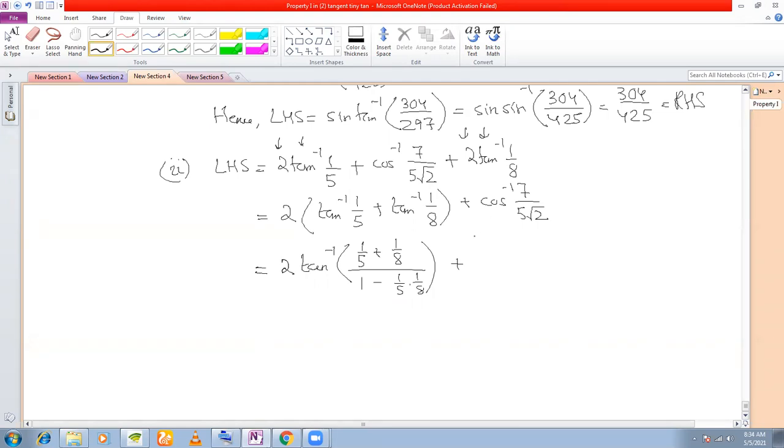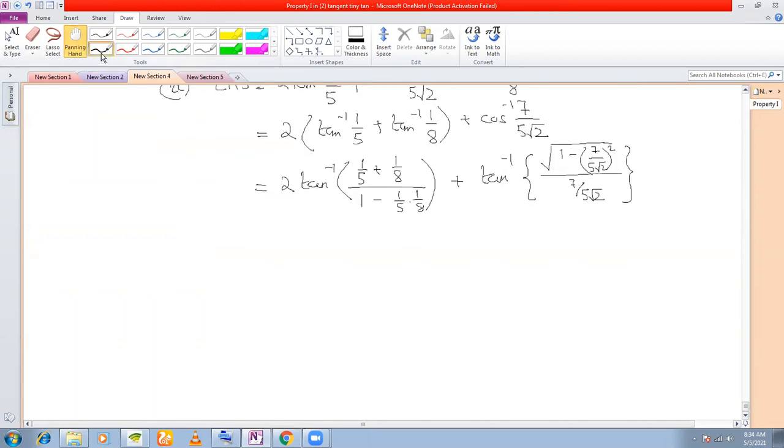So simply we can write cos inverse as tan inverse of sine by cosine. The sine will be root over of 1 minus 7 by 5 root 2 whole square, divided by 7 by 5 root 2. You understood this step? Understood how to convert cos inverse to a tan inverse?